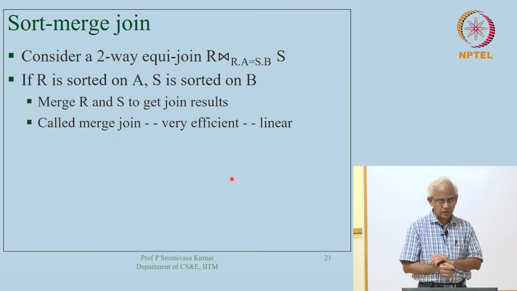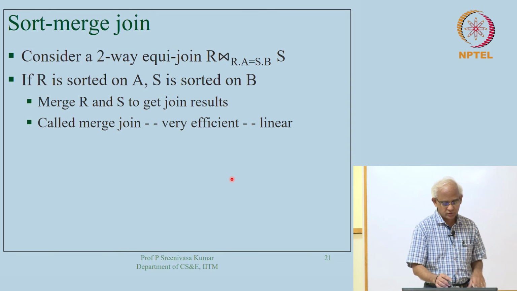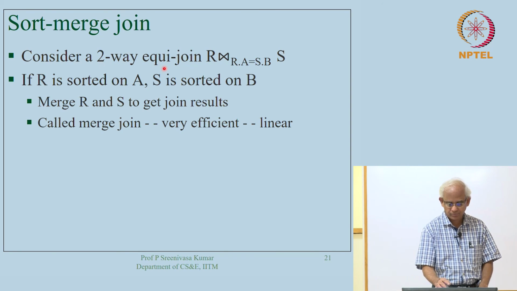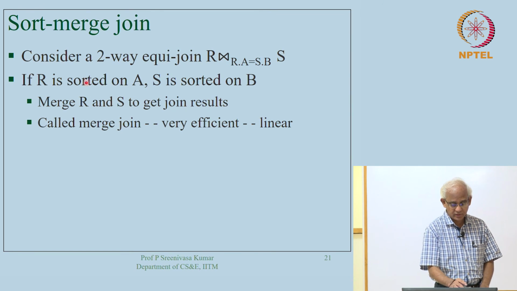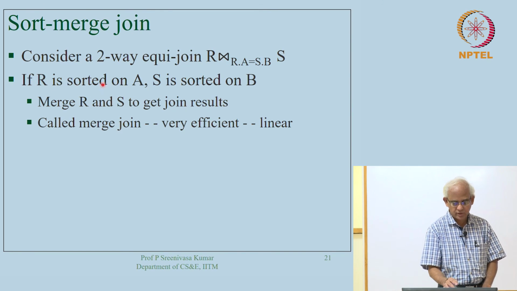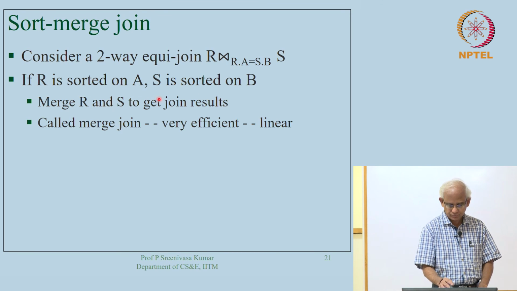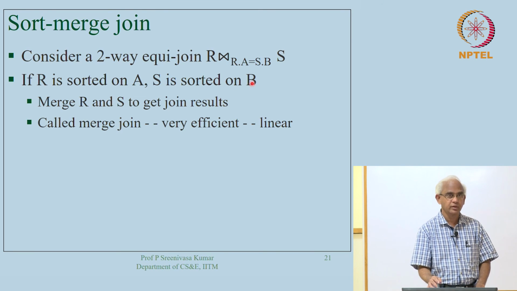So, this is applicable in some selected cases. Let us see what that is. Let us again consider a two-way join, like this: join with R.A equals S.B, and let us say R is sorted on A and S is sorted on B.